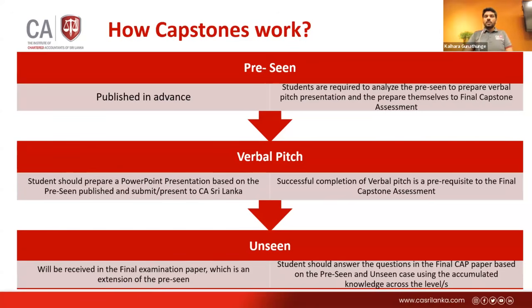So how does the capstone work? I will first do the explanation in English. Under the capstone, at each and every level, we have two assessments. The first one is the verbal pitch assessment, and the second one is the final capstone assessment, which is unseen. In simple terms, the verbal pitch is a presentation, and for the unseen final capstone assessment, you have to face a paper-based examination.